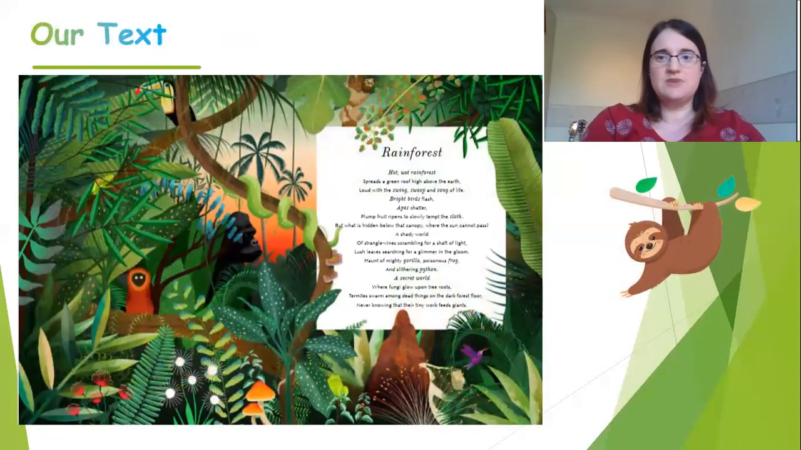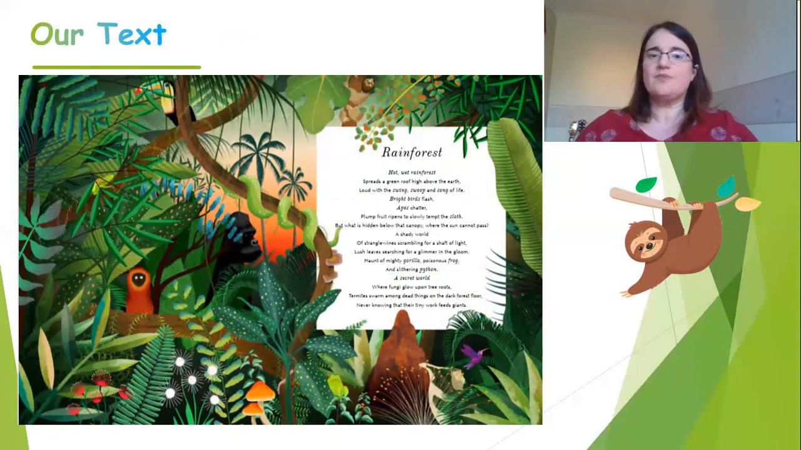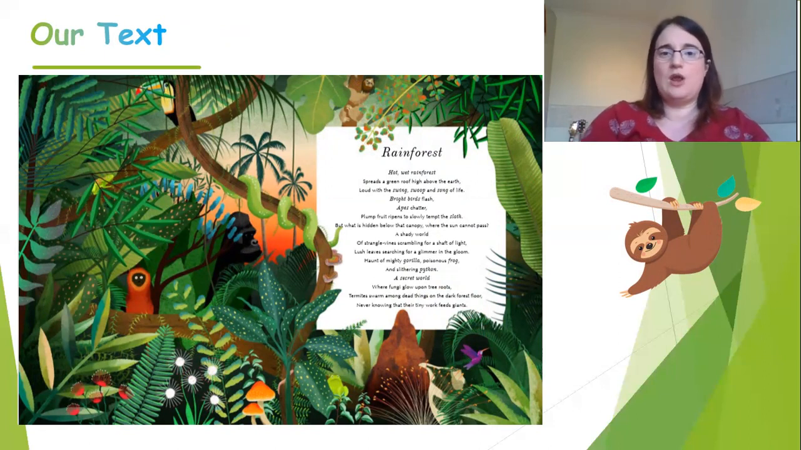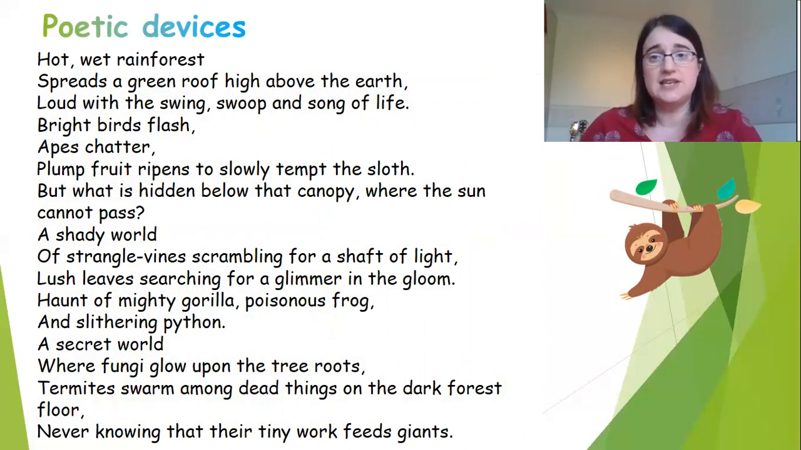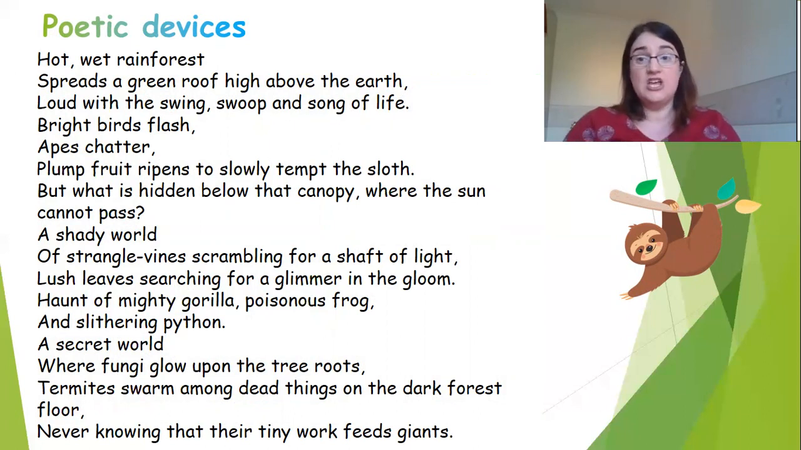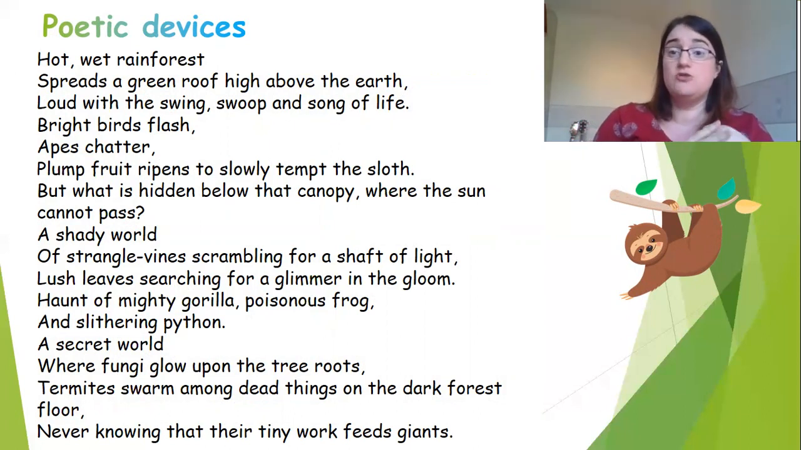So here was our text from yesterday, you will remember. And it was all about the rainforest, and you drew some beautiful pictures and you labelled them with all the words from the rainforest poem. So today we're going to be really looking at some of the devices that the poet has used, that Angela McAllister has included, and how it's structured, how the different parts of the poem go together, so that you can use that to help you write a poem. So let's have a look at the beginning.